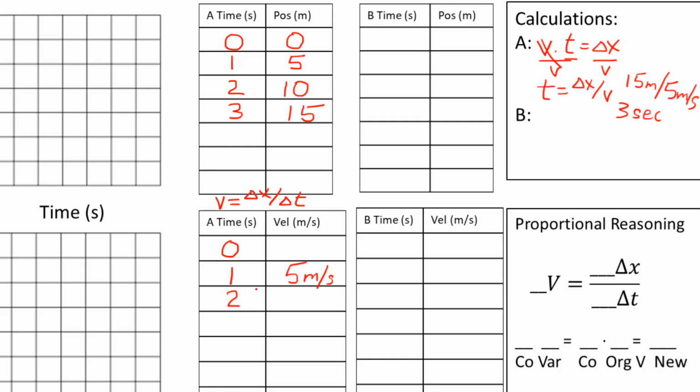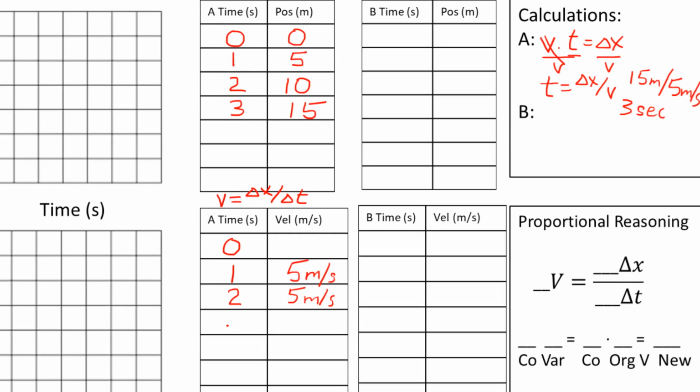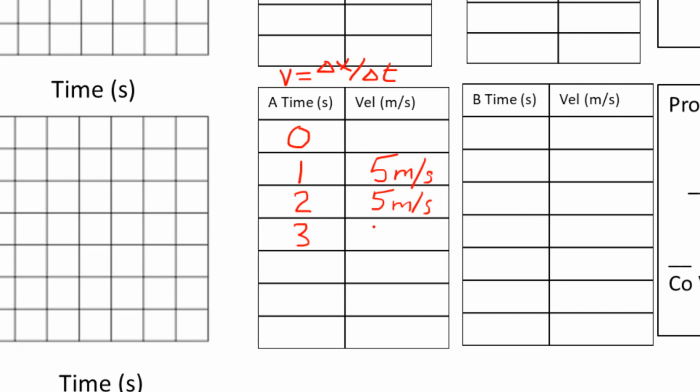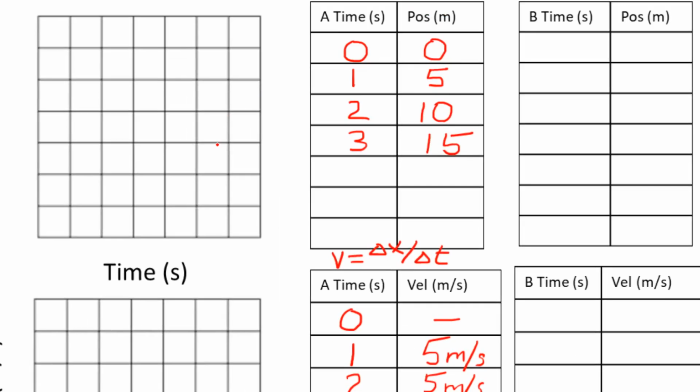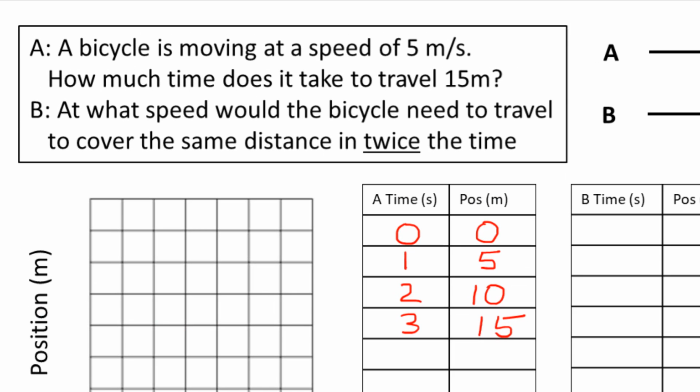How about to my next second? I go from 1 to 2 seconds. That's 1 second. I went from 5 to 10 meters. That's a change of 5 meters, 5 meters divided by 1 second. You can see I'm still going 5 meters per second. And at 3 seconds, we can calculate the same: 5 meters per second. I'm going to hold off making the position versus time and velocity versus time graphs until I have enough information to find out what range I need for velocity and for position.